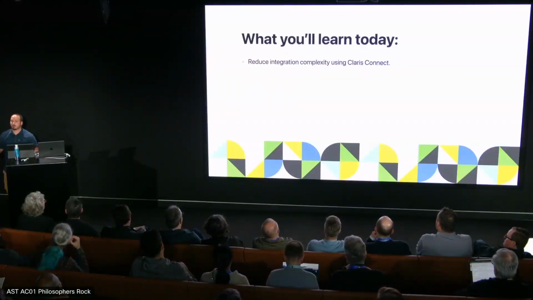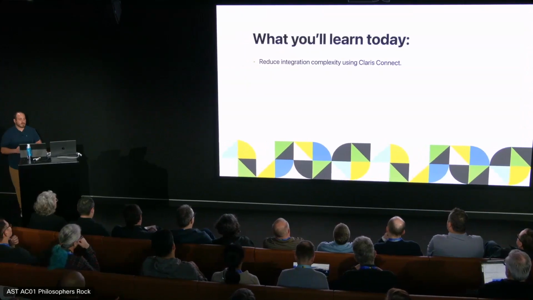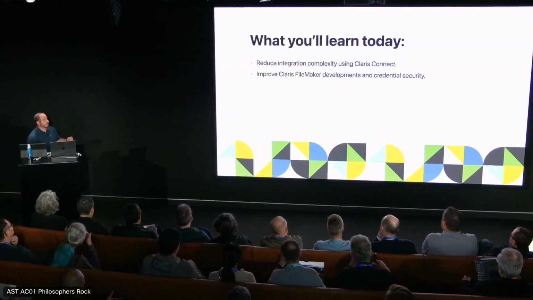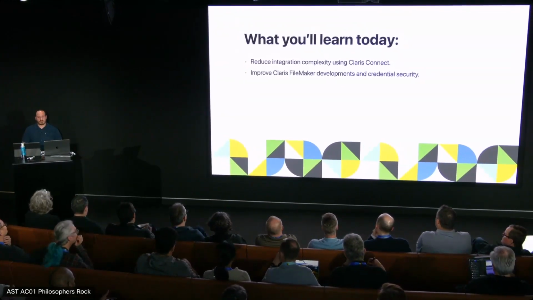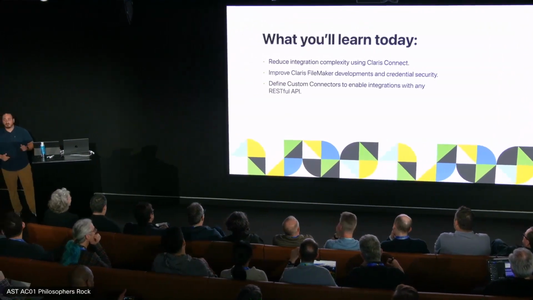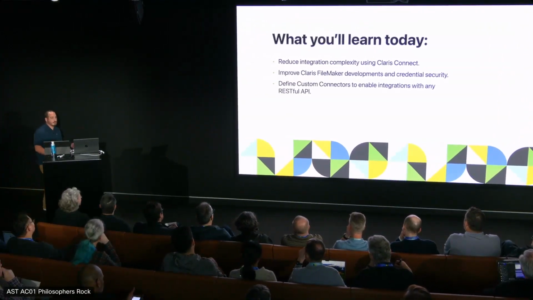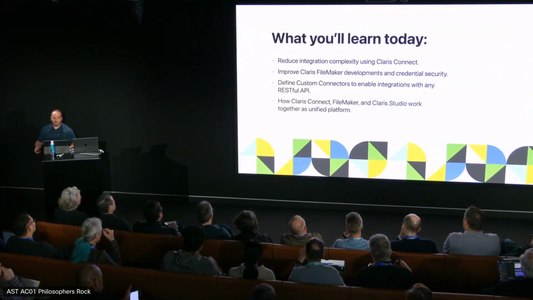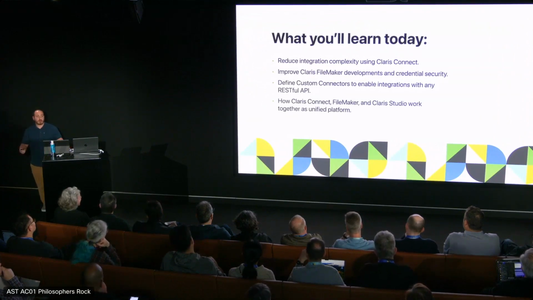So let's start out with what you're going to learn today. I've got a couple of things that I'd like to get across. First and foremost, we'll see how, by moving integrations to Connect, FileMaker applications can be made simpler and thus easier to deploy between environments. We'll see how, once integration logic is abstracted to Connect, we can improve FileMaker and third-party deployments, as well as credential security. We'll also review custom connectors that will enable developers to define connectors for any RESTful API using either static API keys or the OAuth2 format. Finally, we'll put everything together and show how using Connect, FileMaker, and Claris Studio work as a unified platform.